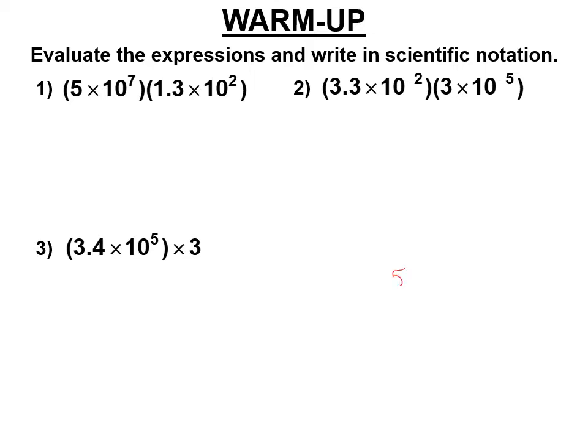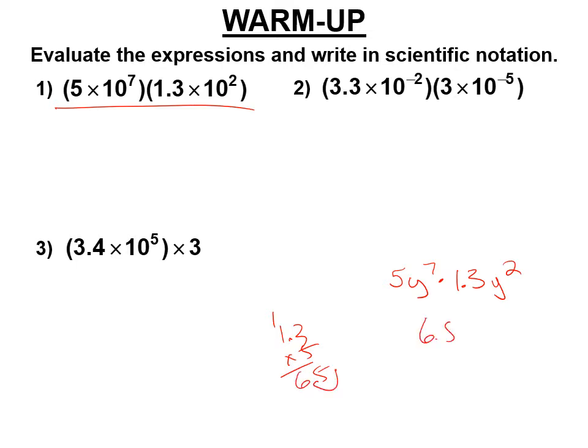Remember, let's just remind ourselves that, say you had 5y to the 7th times 1.3y squared. You would do 1.3 times 5, which is 6.5, and then you would add the exponents. So it would be 6.5y to the 9th. Here, 5 times 1.3 is 6.5. You do times 10 to the 9th.